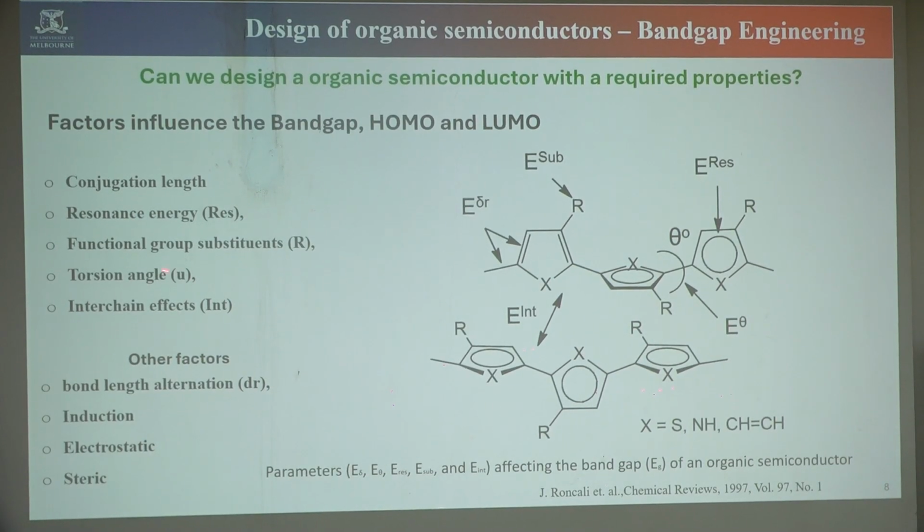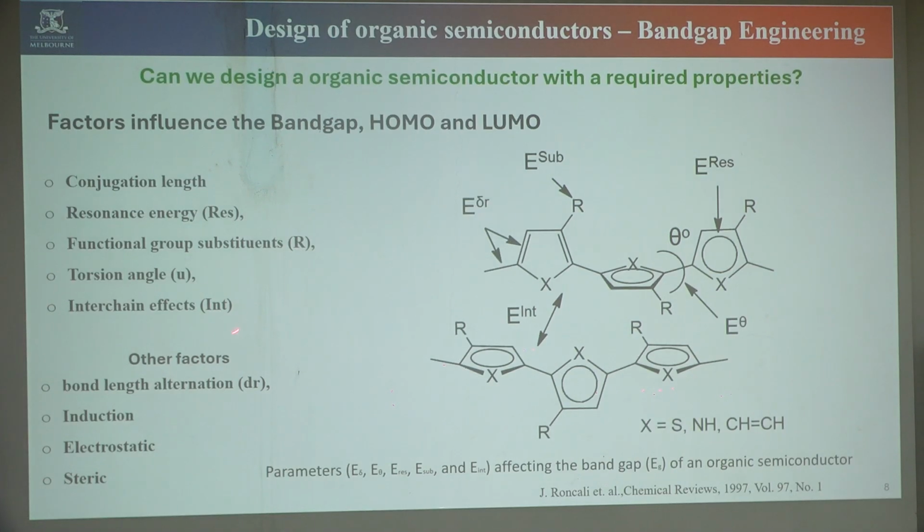The third one is functional group substitution. Suppose in this molecule R is a functional group. This functional group can be an electron rich or electron withdrawing group. Electron rich means an amine group or sulfur, like this. Electron withdrawing group is CO2, the oxygen group, and some other electron accepting groups. That will change and affect the band gap of the material.